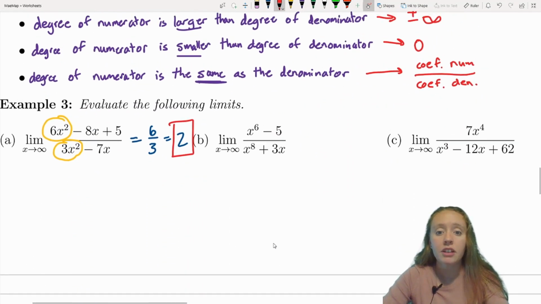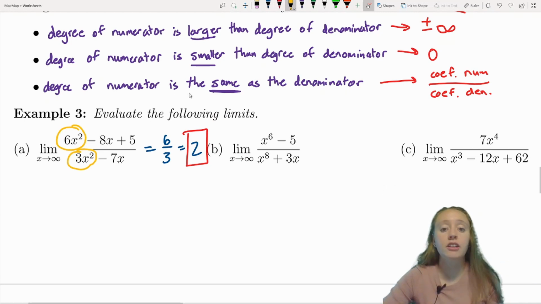Moving on to B now, the highest degree, what's dictating our growth in our numerator, is that x to the 6th, and the highest degree, what's dictating our growth in our denominator, is x to the 8th. The denominator has a larger degree, meaning that the numerator has a smaller degree than the denominator.